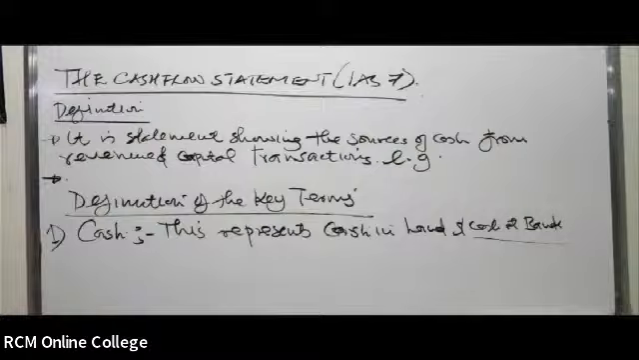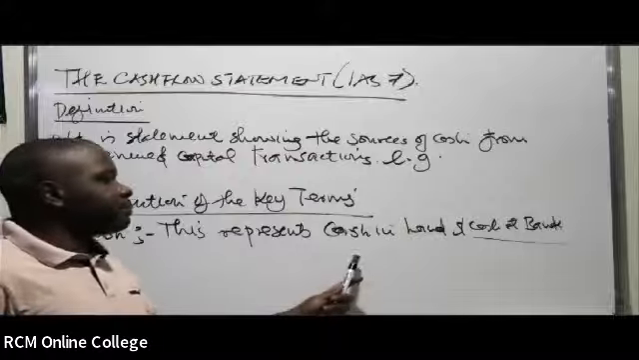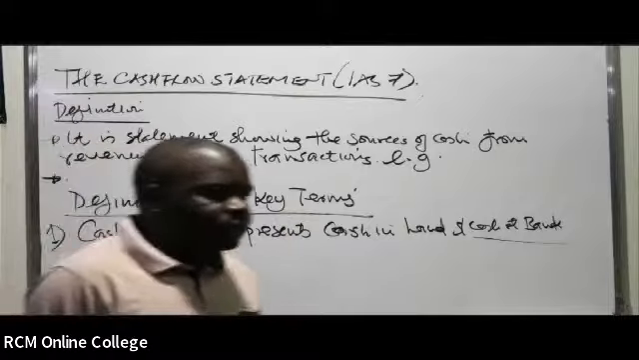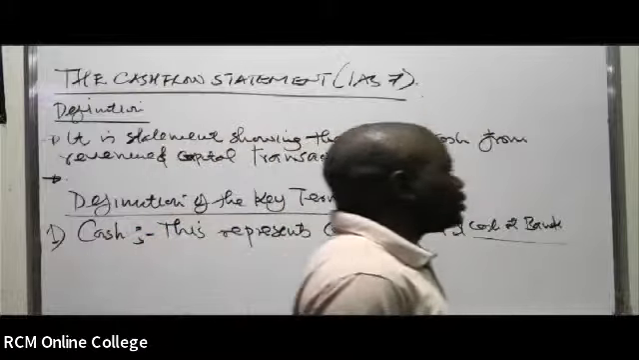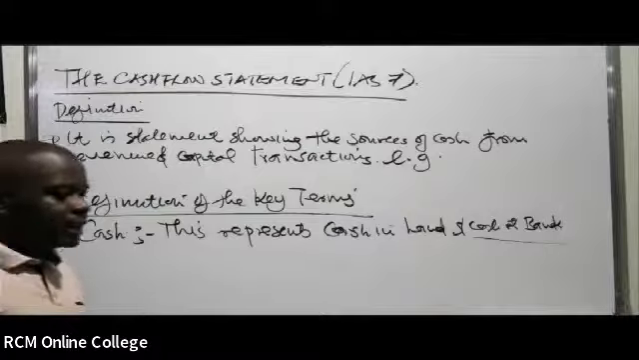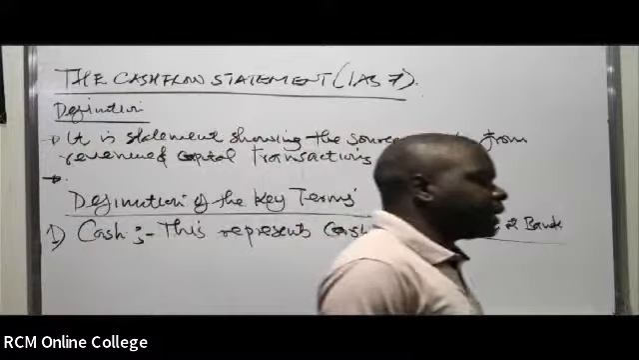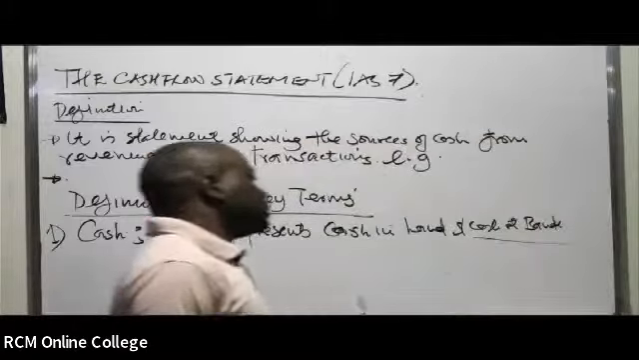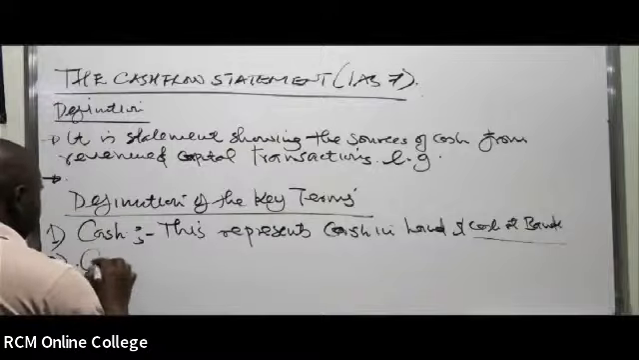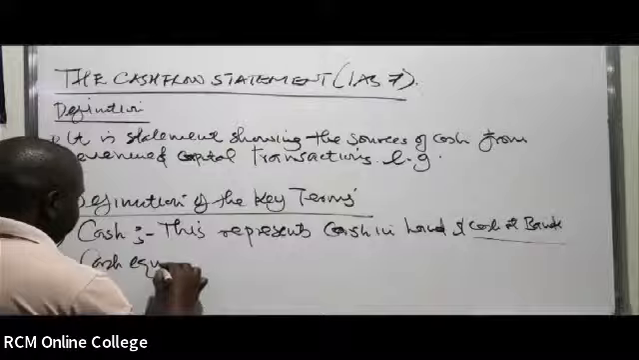That is basically what you are looking at: the opening figure in terms of the cash either at hand or in the bank, or at the end of it all, what will remain as the cash at hand or in the bank. So that's what we mean by cash here. The second key term you can write is cash equivalents. We normally talk about cash equivalents.